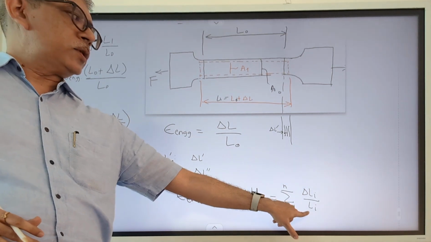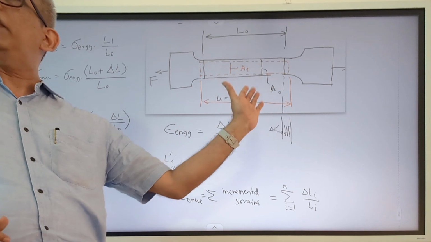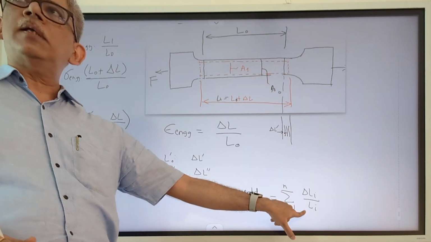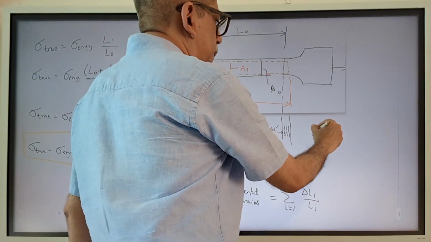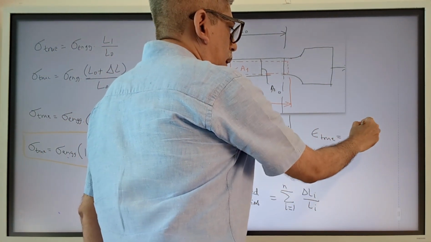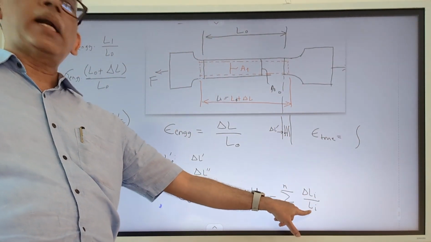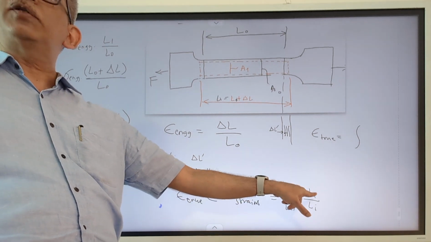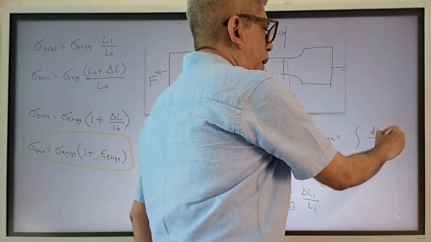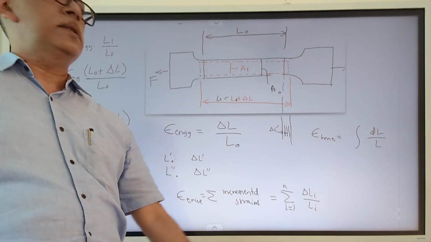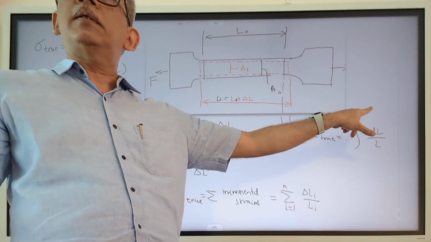So how to calculate this? Mathematically, if you start increasing the number of segments, the number of increments, this summation can be written in integral form. So you can write the true strain, instead of summation, using the integral of delta L by L, the ratio of increment in length, dL, divided by the length at that particular instance. The length is varying at every instance. So what will be the limits of this integral?